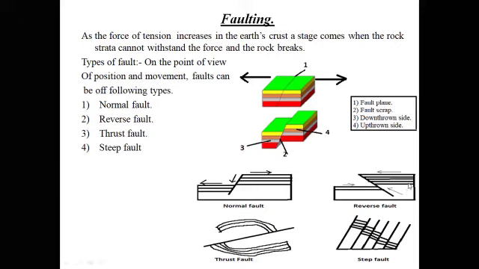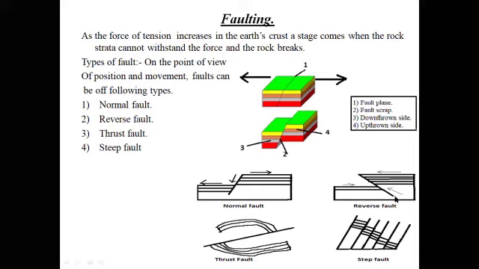Here you can see, this was the hanging wall. The hanging wall has been lifted up, and the fault scarp, this fault scarp, it will be gentle. Now if you compare this normal fault and reverse fault, you can see the normal fault has a steep fault scarp, whereas reverse fault has a gentle fault scarp.